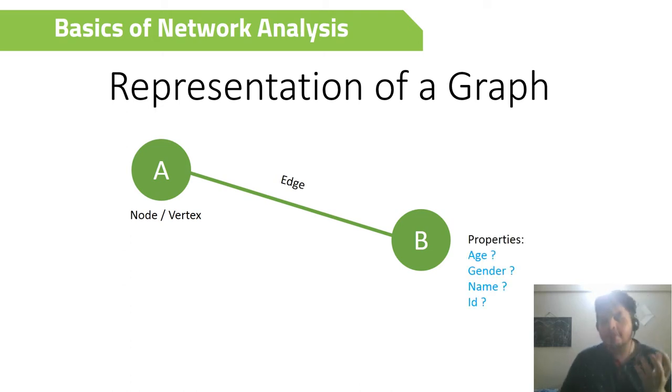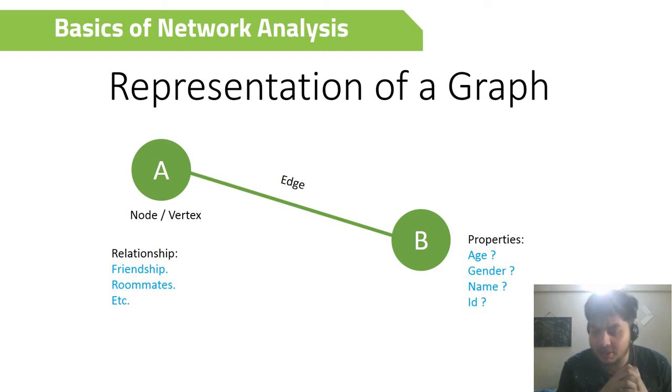Now a node can have properties: age, gender, name, ID, etc. And an edge can also have a relationship type. Let's say we have a friendship relationship. We also have roommates, or let's say there are people working in an organization, so they might be partners, they might be colleagues, or there might be a boss or employee relationship. There can be so many relationships. Let's just take an example of a social network, Facebook or Twitter. There are so many ways you can represent communities of relationships and visualize them in the form of a graph.